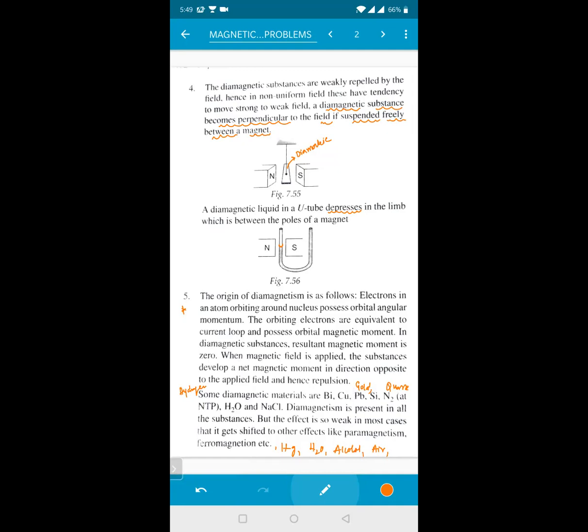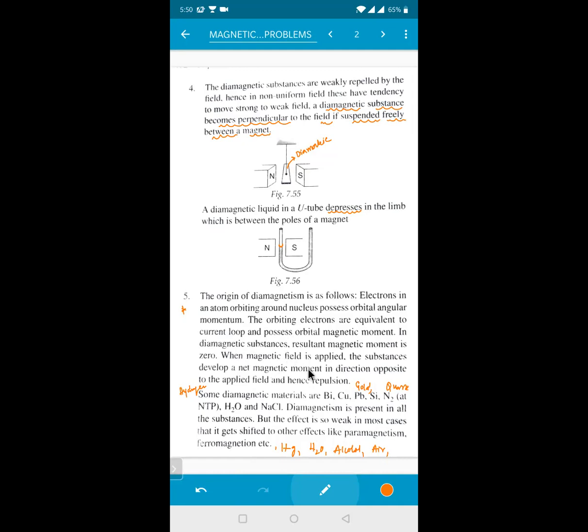So what is the basic reason for diamagnetism? An electron revolving around the nucleus of an atom constitutes a current loop, and this current loop will behave as a magnetic dipole. And the magnetic moment of an atom is mainly due to what? The orbital motion of the electron.